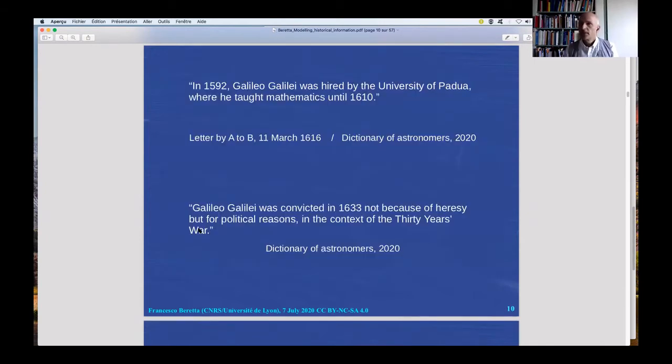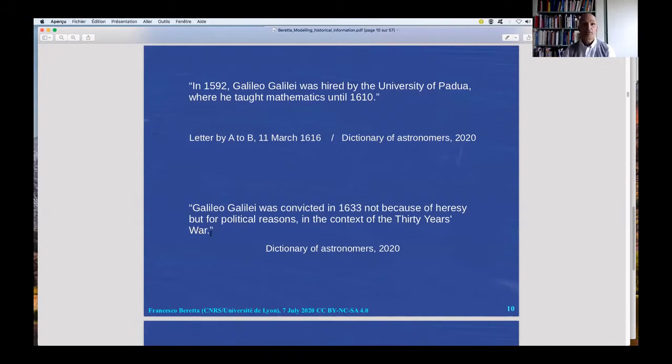An example. In 1592, Galileo Galilei was hired by the University of Padua, where he taught mathematics until 1610. If this sentence is in a letter of 1616, it's different than if it's in a biographical dictionary today, because you can assume that historical criticism is in between, we hope, if the dictionary is well done, and he has cleaned up the information. It does not mean that he is correct. There are mistakes, but it's a different level. So I'm speaking here about the dictionary, the factual information.